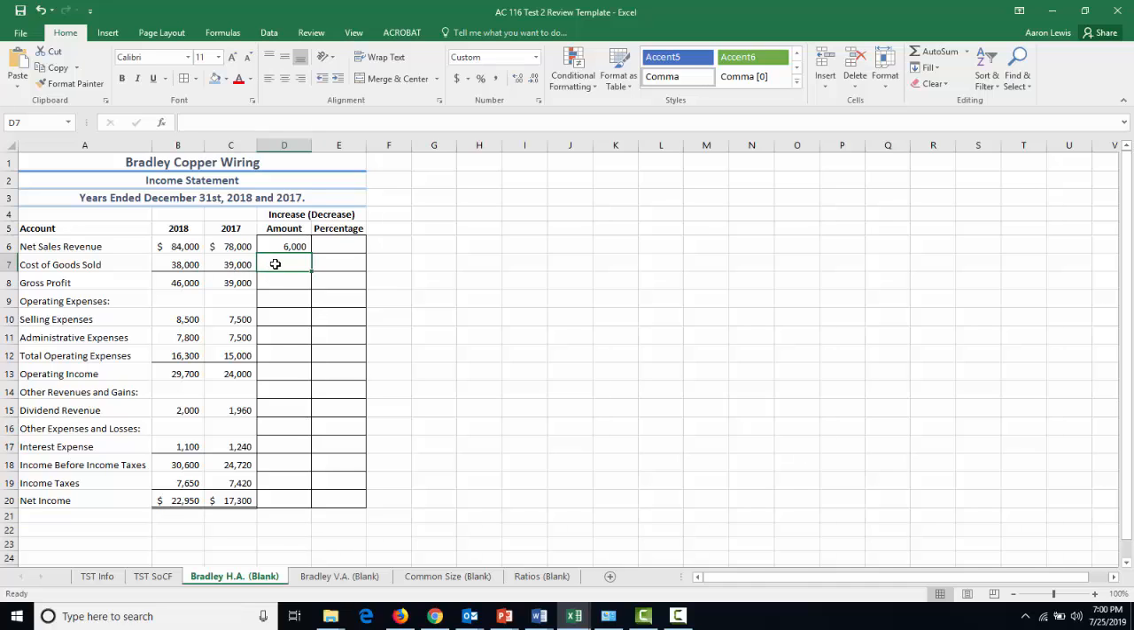Cost of goods sold was $39,000 in the prior year. It's $38,000 this year. Again, if we do the same formula, equals this year's COGS minus last year's COGS, we see that COGS decreased by $1,000. And we can continue doing this all the way down the line. But this is the joy of using Excel.